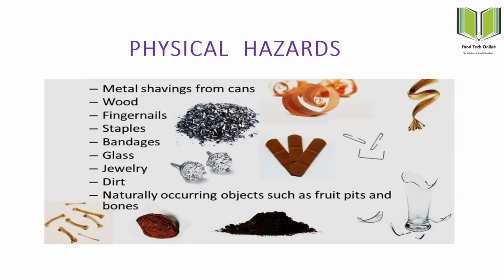Coming towards the physical hazards, you name it and you will get a number of examples, like metal shavings, cans, wood, fingernails, hairs. One can blindly tell what the physical hazards are. But the physical hazards are those hazards which come into the food in a physical nature, like the addition of bangles, staples, some glass, jewelry, the hairs of the food handler, nails, etc. These are the physical hazards.